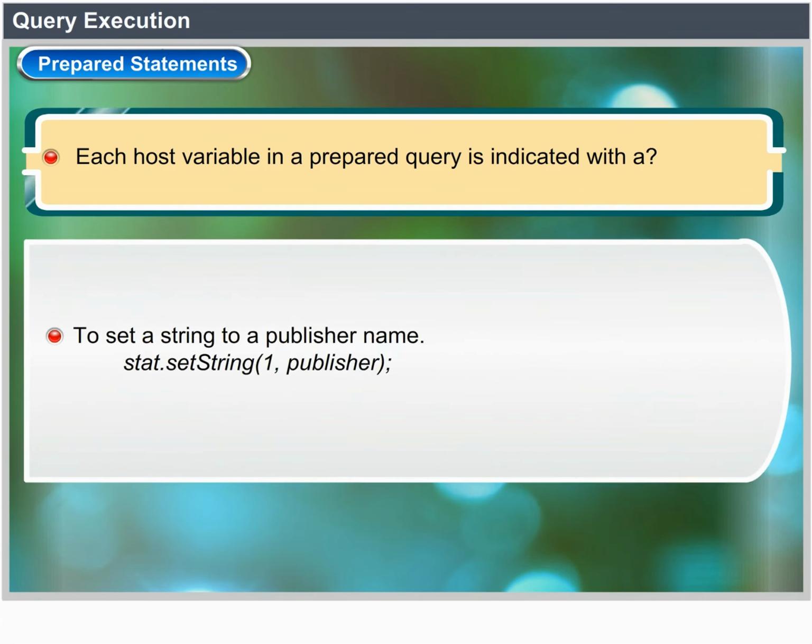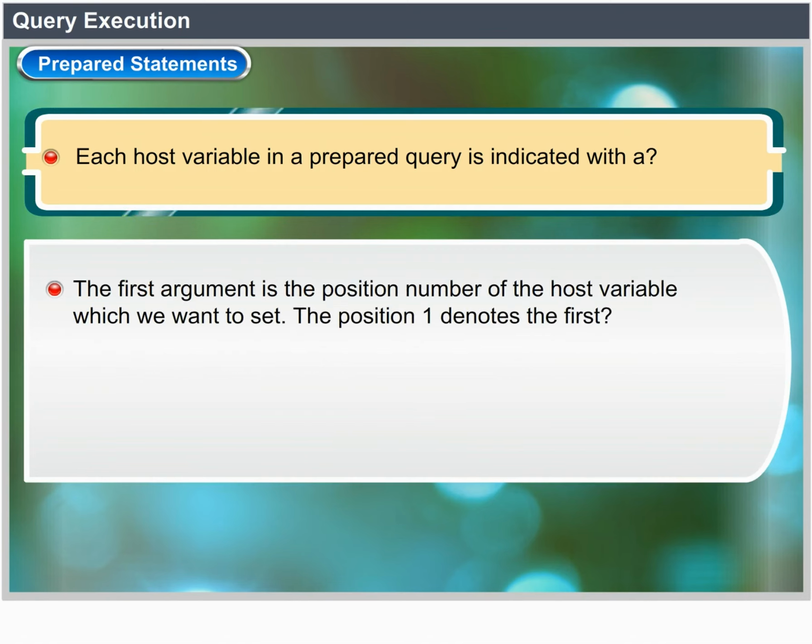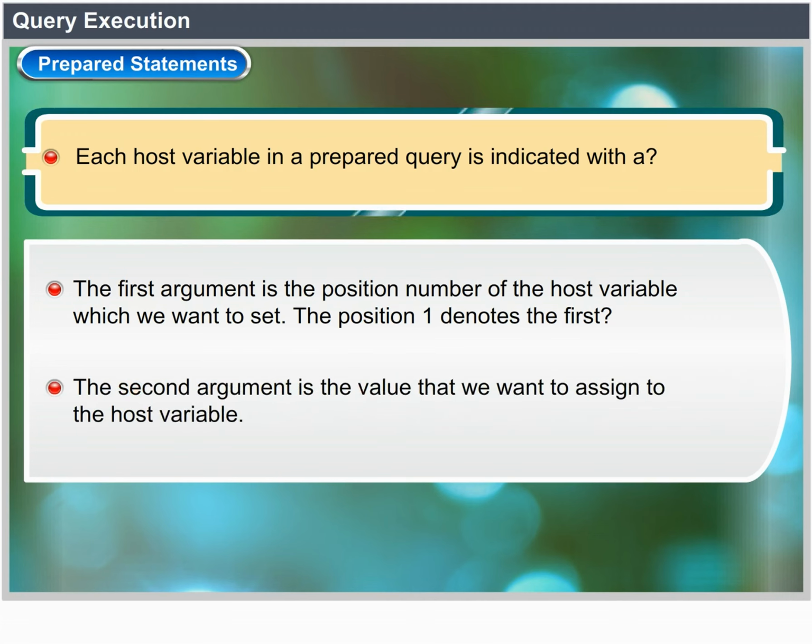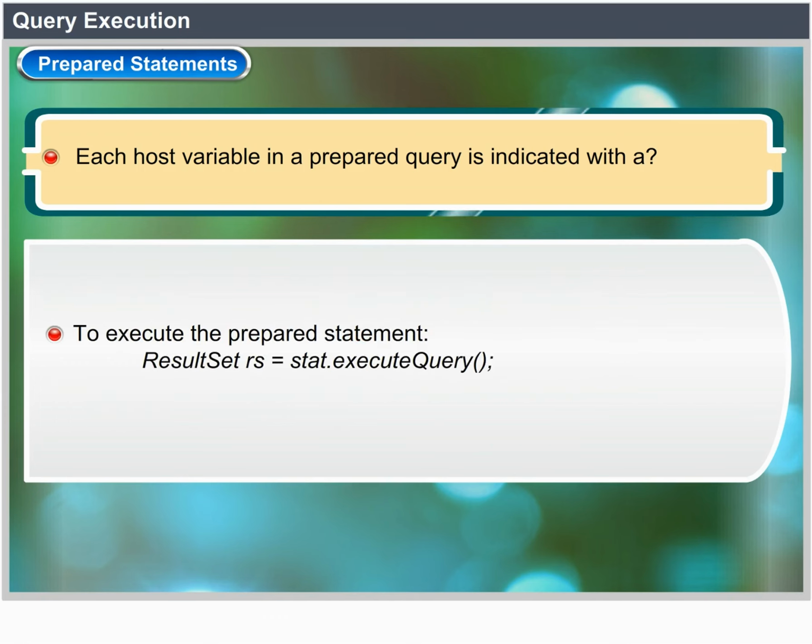To set a string to a publisher name, stat.setString(1, publisher). The first argument is the position number of the host variable which we want to set. The position 1 denotes the first. The second argument is the value that we want to assign to the host variable. To execute the prepared statement: ResultSet rs = stat.executeQuery().